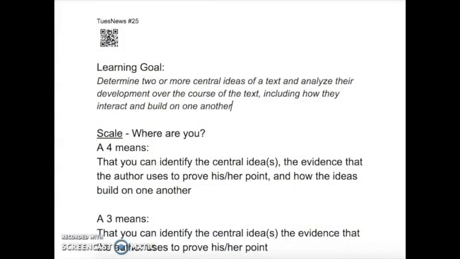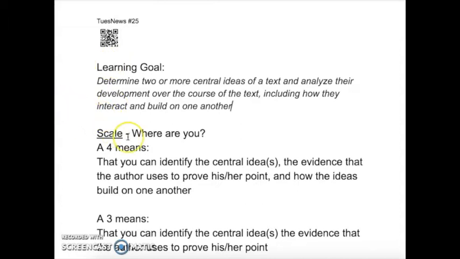Hello and welcome to Tuesday Newsday number 25, where our learning goal is to determine two or more central ideas of a text and analyze their development over the course of that text, including how those ideas interact and build on one another. At the end of today's lesson, you'll be asked to rate yourself on a scale of 1 to 4. 4 meaning that you can identify the central idea or ideas, point to the evidence that the author uses to prove his or her point, and how those ideas build on one another.